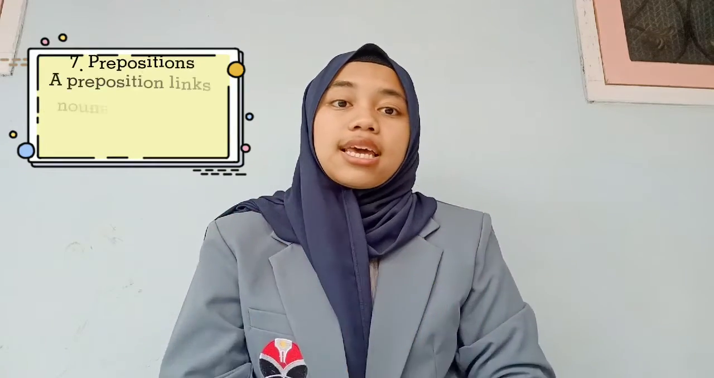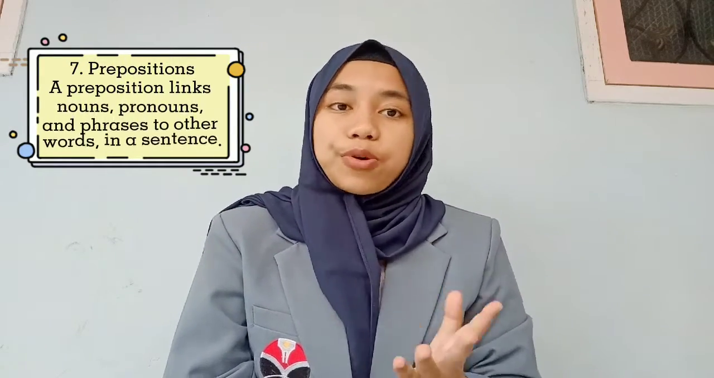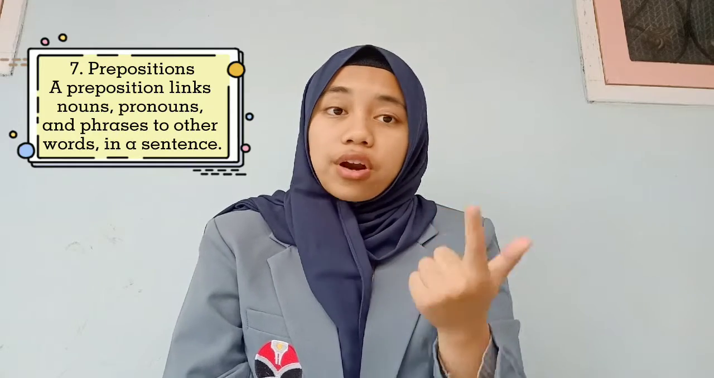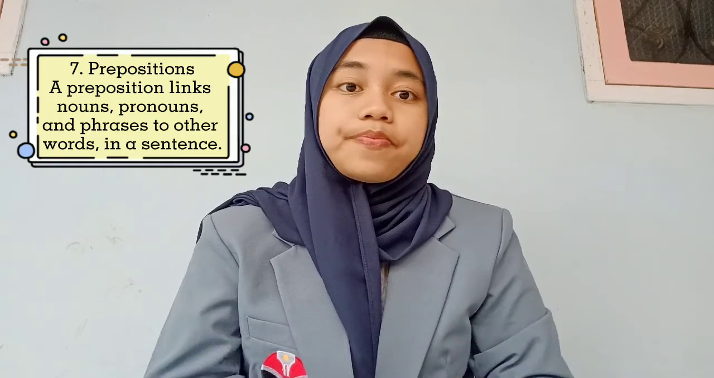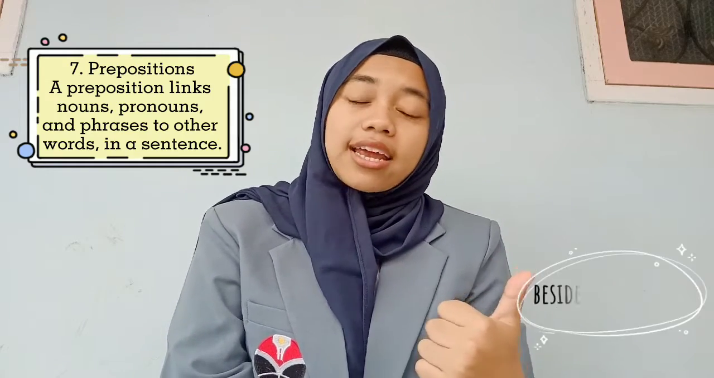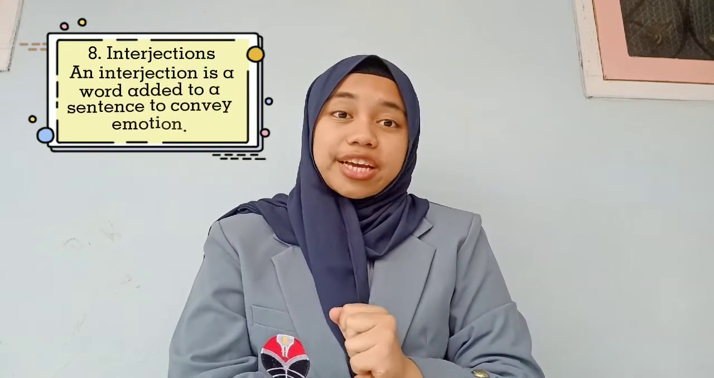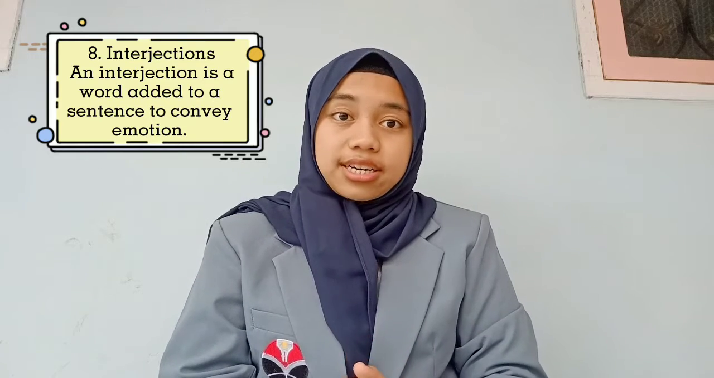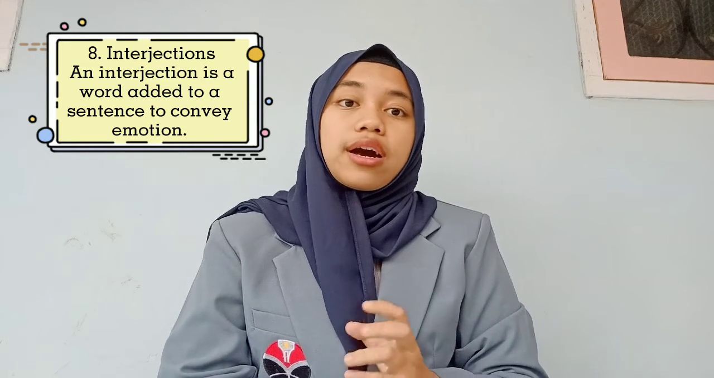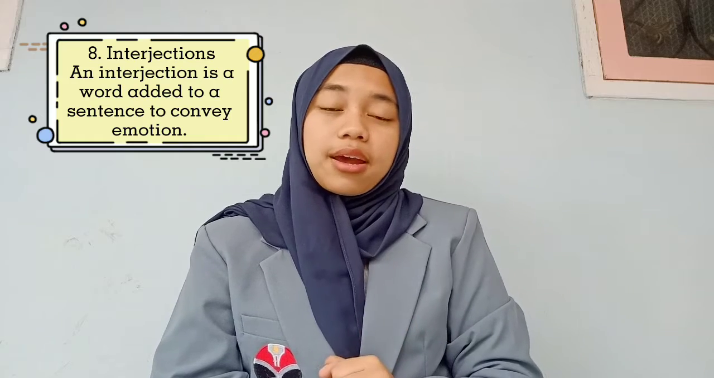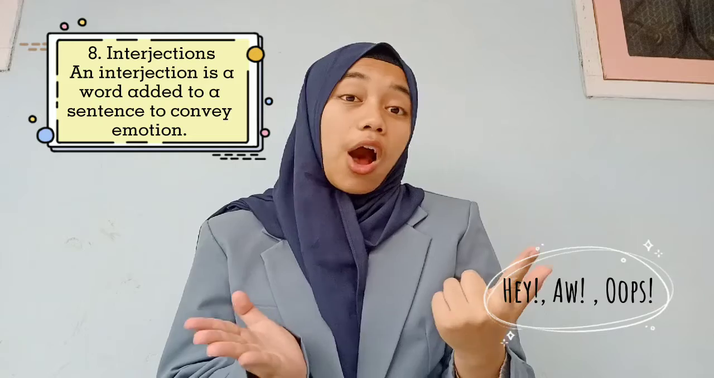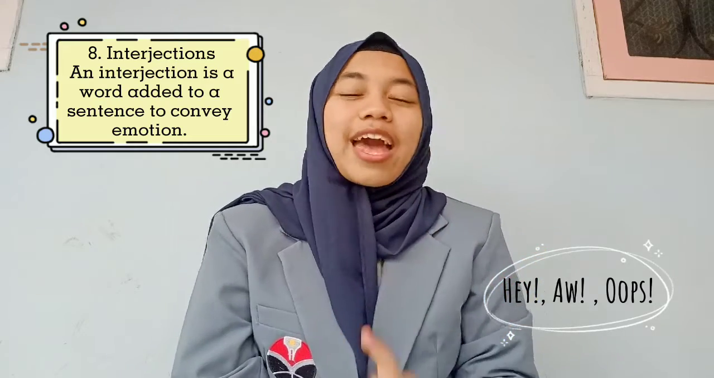The seventh is a preposition. A preposition links nouns, pronouns, and phrases to other words in a sentence. Example: beside, on, during, etc. And the last is an interjection. An interjection is a word added to a sentence to convey emotions. Example: hey, ow, oops, etc.